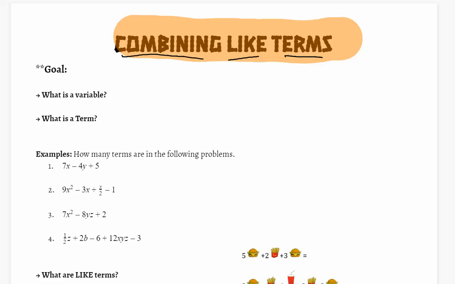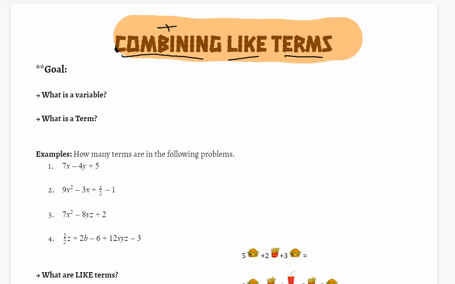So I know combining. In math, when you want to combine something, what does that mean you're doing? Well, that means you're adding. So I know everything I'm doing today, since I'm combining like terms, all that I'm doing is adding. So that's actually what our goal is going to be.